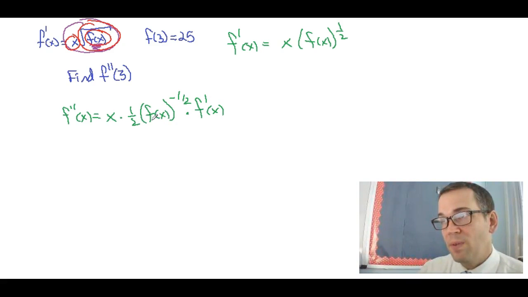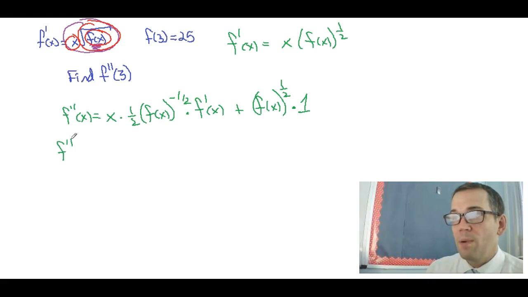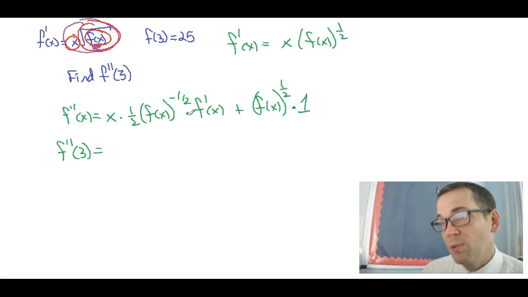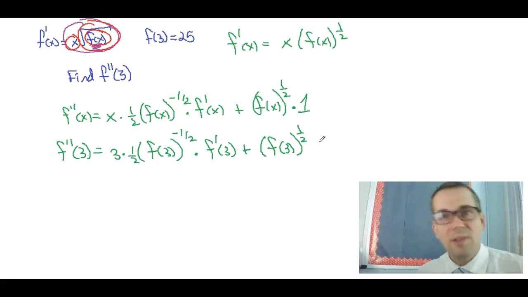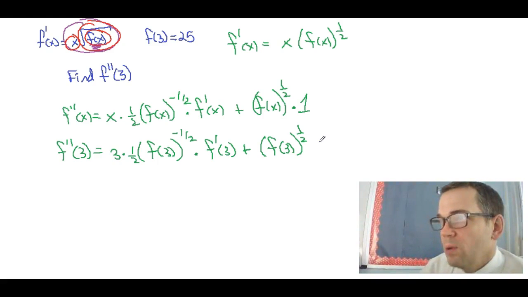So that's first times the derivative of the second, plus the second. This is the second function right here. So that's going to be f of x all to the 1/2 power times the derivative of the first, which is just simply 1. And I want to figure out what's going on at f double prime of 3. So I'm going to go through and replace all these x's with a 3. I'll have 3 times 1/2 times f of 3 to the negative 1/2 power times f prime of 3 plus f of 3 to the 1/2 times 1. I'm not going to write the times 1, okay? So let's see. 3 times 1/2 is 3/2.